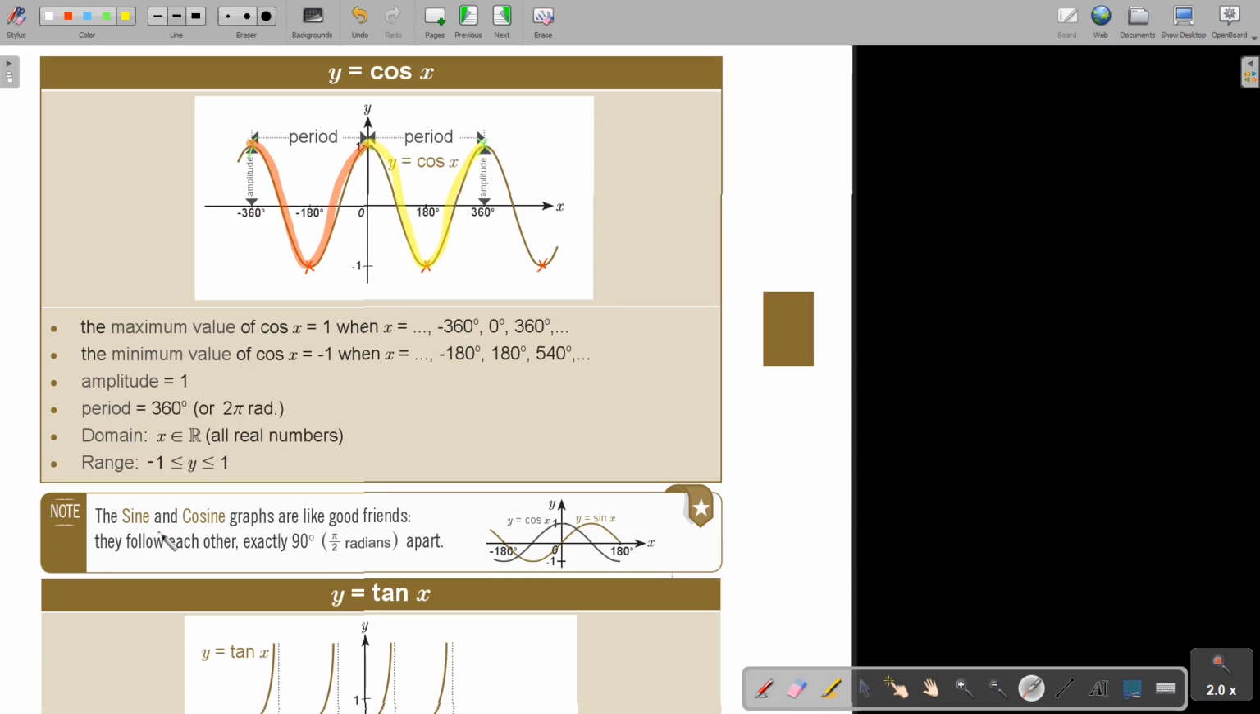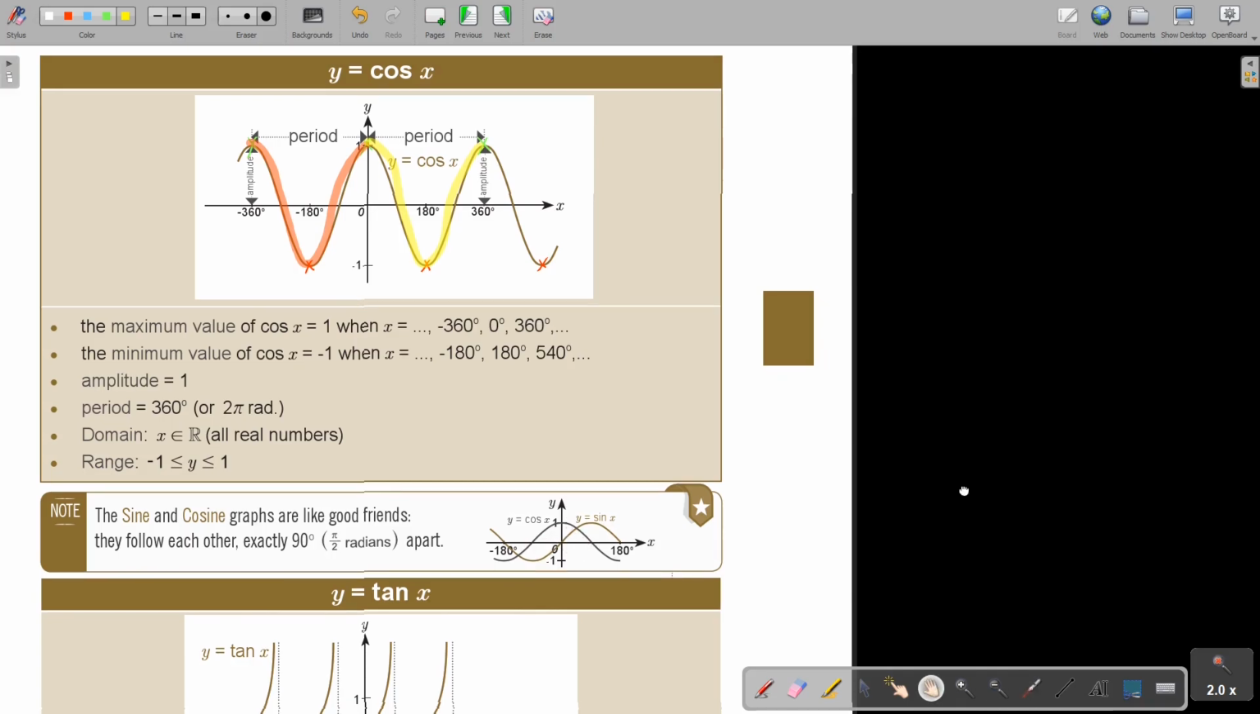Now, this is very good if you remember it. The sine and the cosine graphs are almost like good friends. They follow each other exactly 90 degrees. So it's almost like this sine one, okay, now how can you say it? It's almost like this cosine one, if I move the cosine one 90 degrees to the front, it will become the sine one. Or if I take the sine one and I move it 90 degrees back, it will become the cos x graph. Okay, so just take note of that. They're just 90 degrees apart.